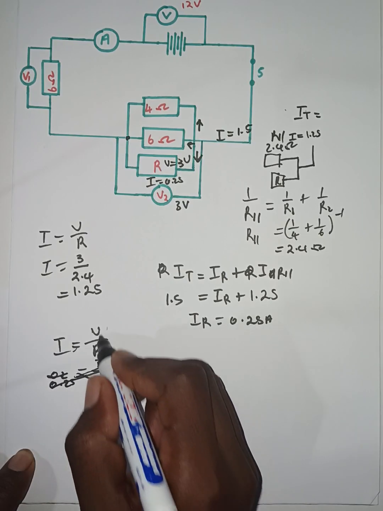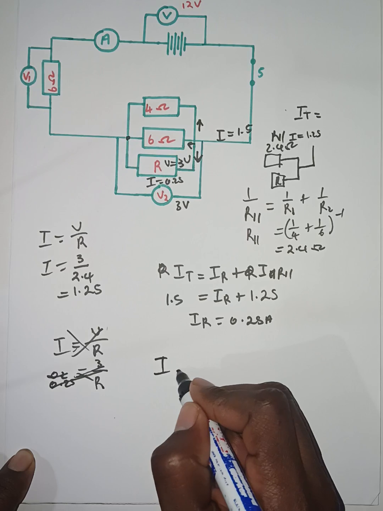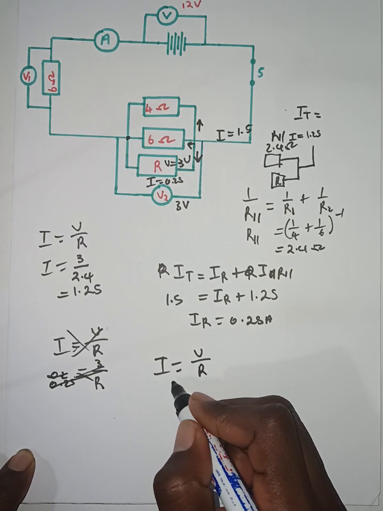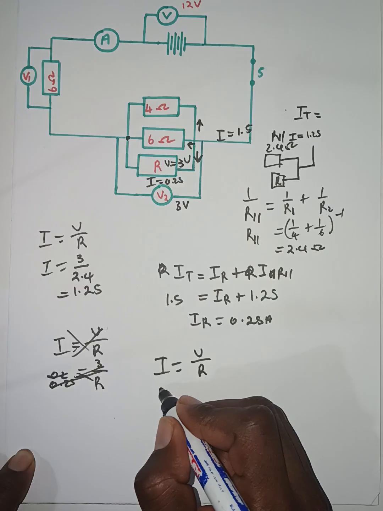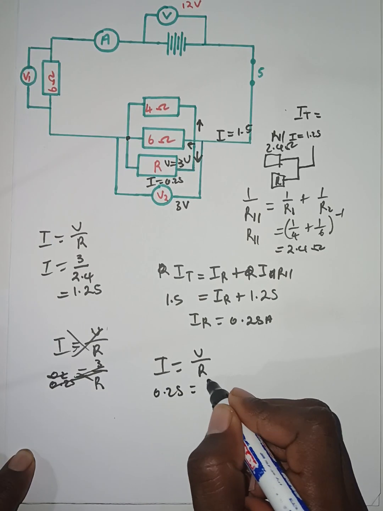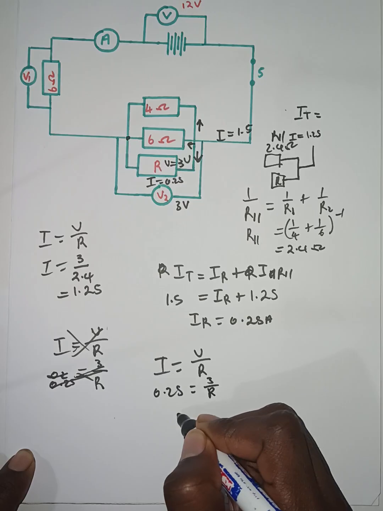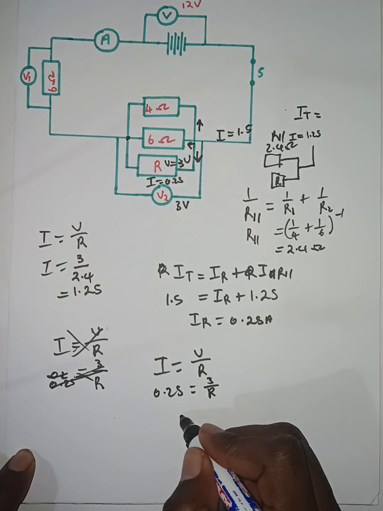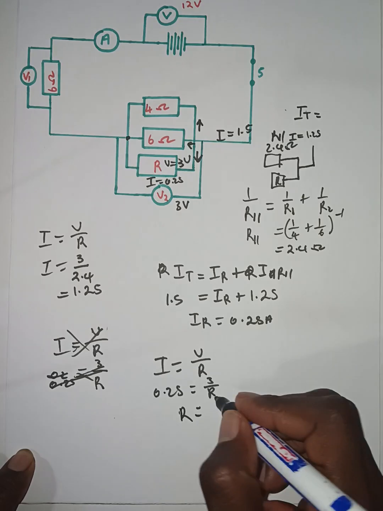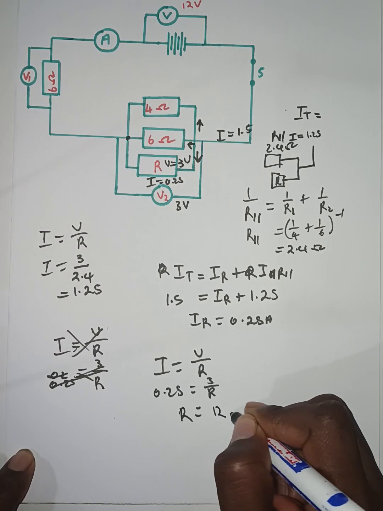I think I'm actually making a mess. I in this case would actually be equal to V divided by R. So in this case my I will say that's 0.25. So this equals 3 divided by R. Of course, if you do your mathematical gymnastics there, you're going to find your R to be, let's see, I found that to be 12 ohm.